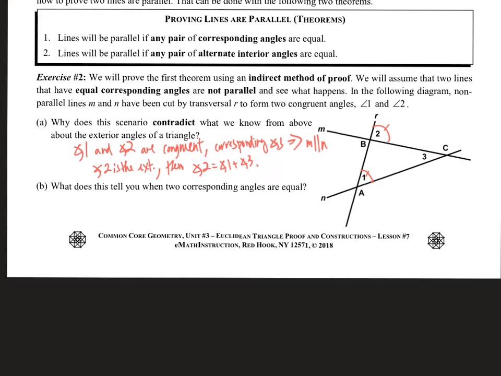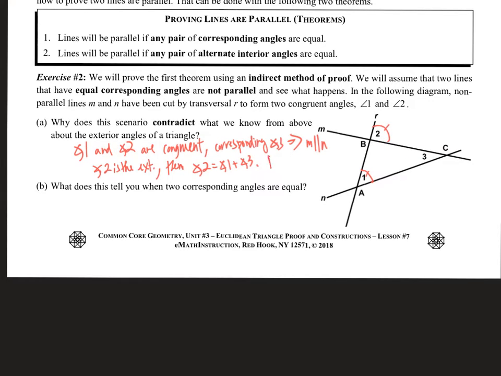However, that can't be true, right? Because this would be saying that angle 2, because it's the sum of angle 1 and some other angle measure, is bigger than angle 1. But we know that's not the case, right? Because we know that angle 1 and angle 2 actually have the same angle measurement, right?